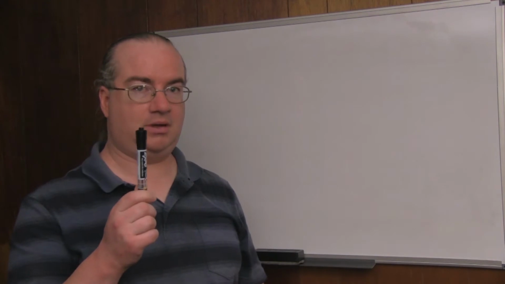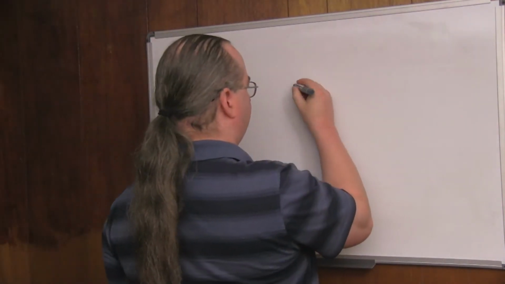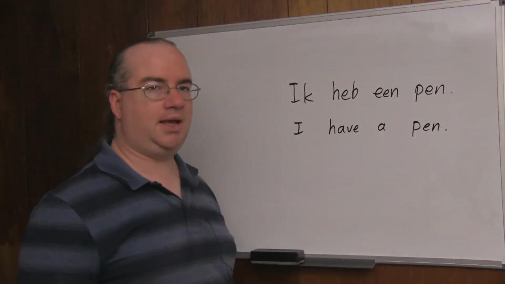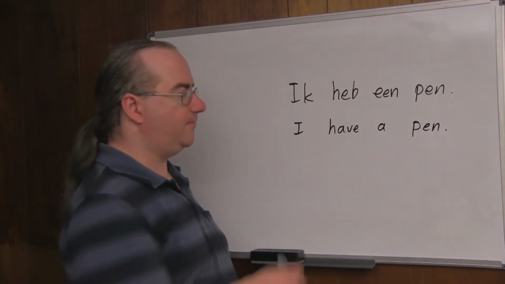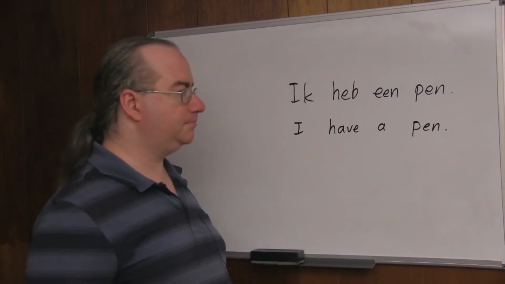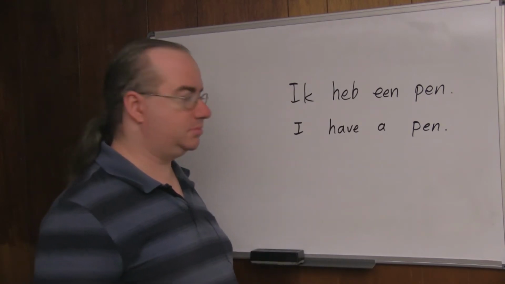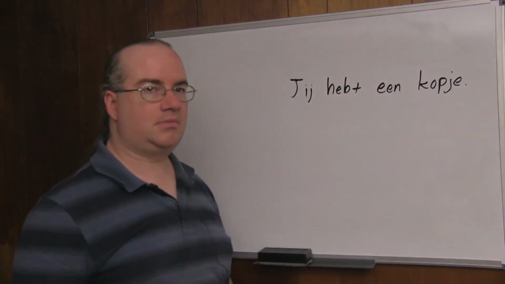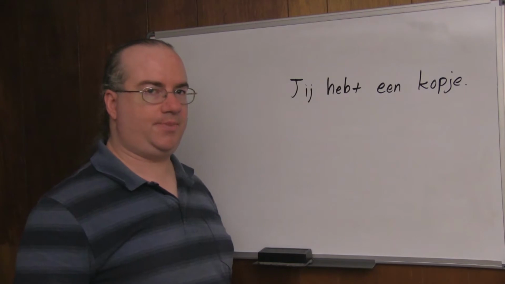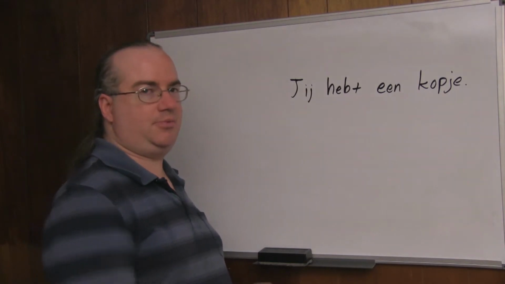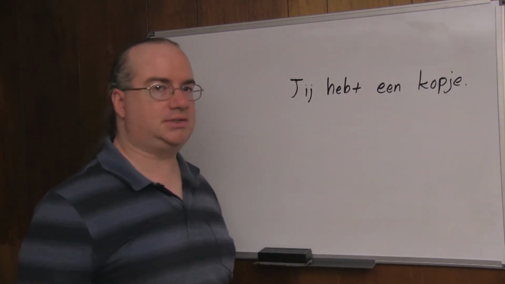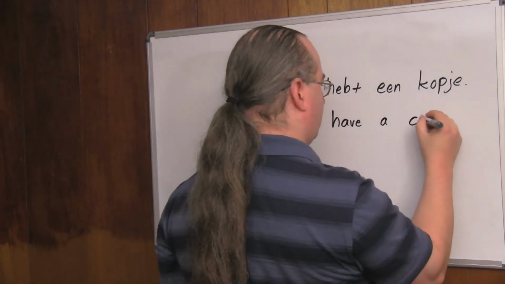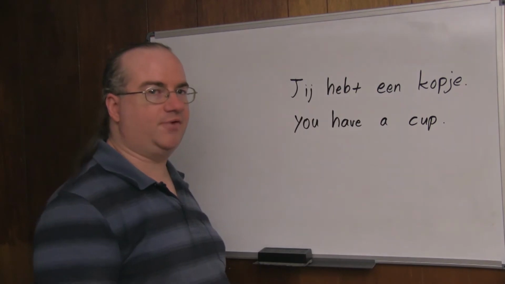Now, let's make some sentences. Ik heb een pen. For I have a pen. Pretty simple. Jij hebt een kopje. Of course, you could also replace the jij with je and say je hebt een kopje. For you have a cup.